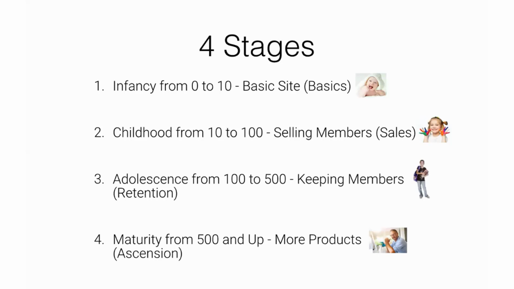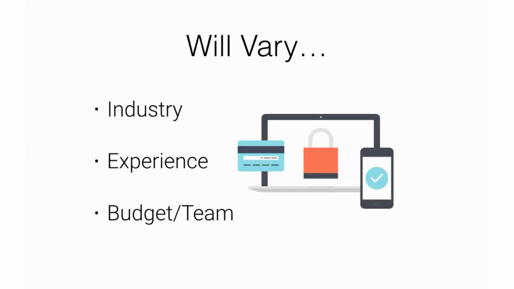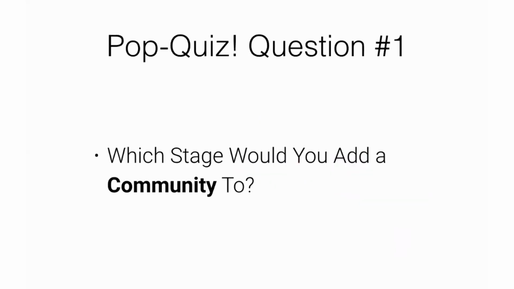So that's kind of the basic overview of the 4 stages. And this is going to vary. It's going to vary based on your industry. It's going to vary based on your experience, your team's experience, and your budget. So, these numbers that I'm giving, they're kind of good general rules, but you might not experience the exact problems at those exact numbers, but you will kind of experience them in that order. So that's a quick overview.